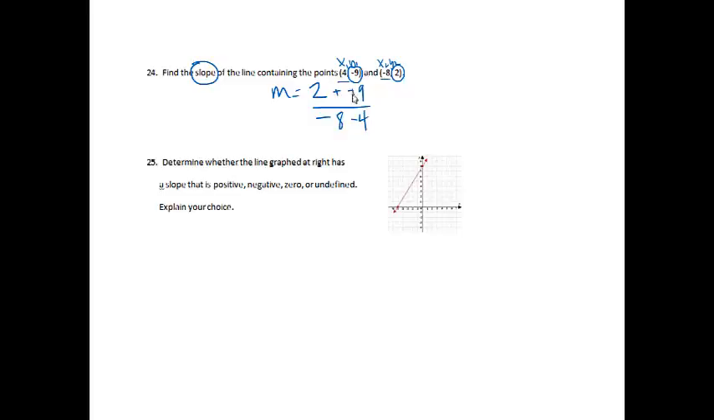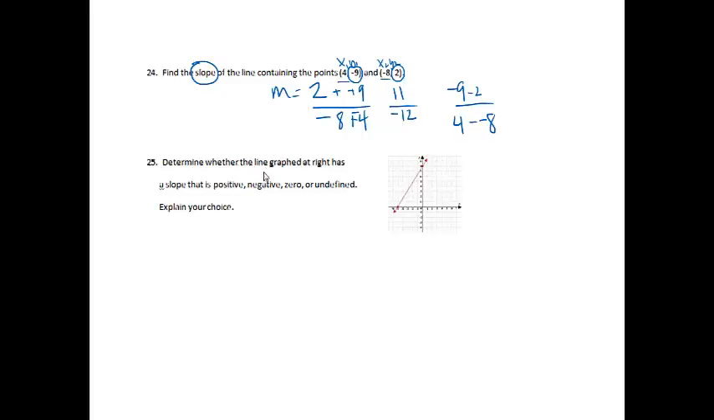Leave, change, opposite will give me 11 up top. Leave, change, opposite, that will give me negative 12 below. You could have also done this going negative 9 minus 2 and 4 minus negative 8. That would have produced the same results. You don't have to write the equation because it just said to find the slope.